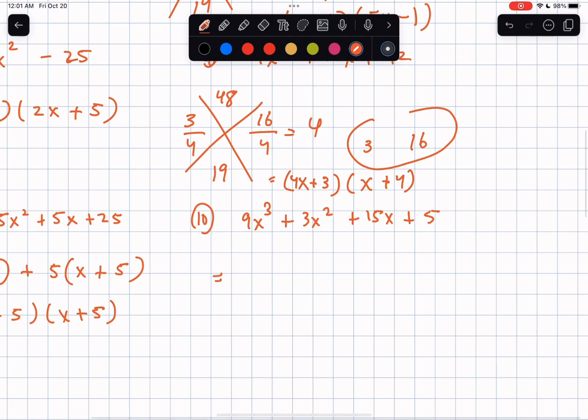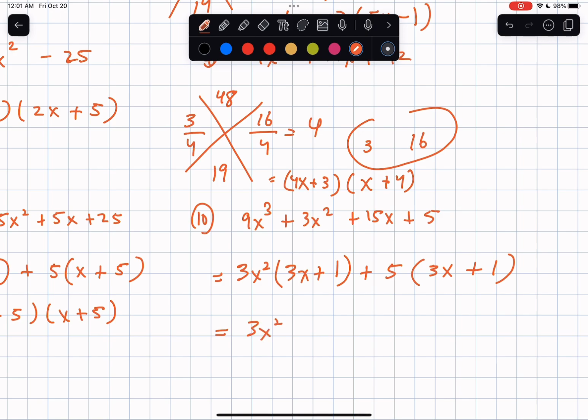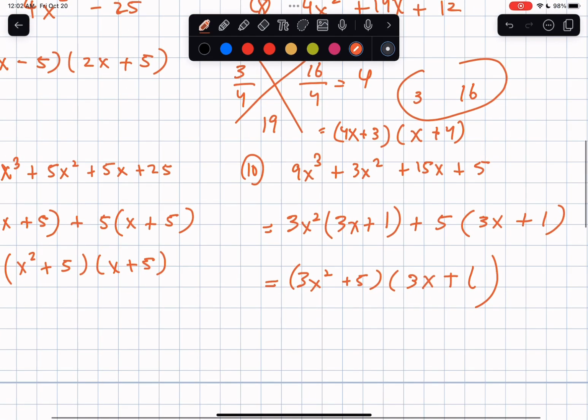Now let's do the same thing for this one. So we can factor out a 3x squared here. It becomes 3x plus 1. Right, because if you factor out a 3x squared divided by 3x squared, you get 1. Plus, and then 5, bracket, 3x plus 1. Right, so same thing, 3x squared plus 5 times 3x plus 1. And that's your final answer. And that's it.